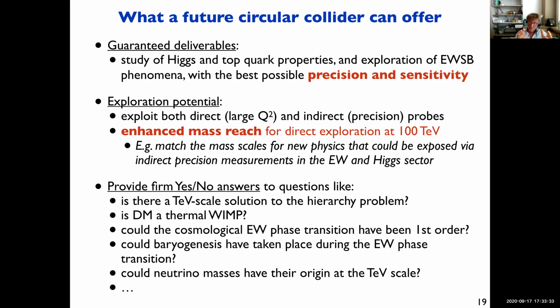This requires the presence, at a mass scale around the electroweak phase transition, so around a few hundred GeV, of new physics to modify the properties of the electroweak phase transition. And again, a 100 TeV machine, and the precision given by e+e-, can in principle answer this. So these are just some relevant examples.